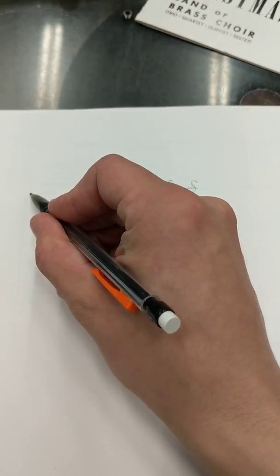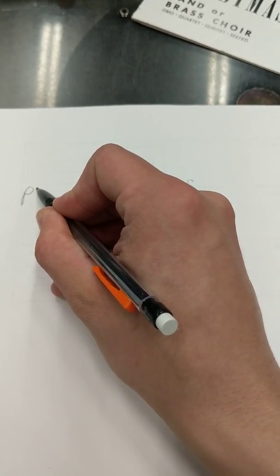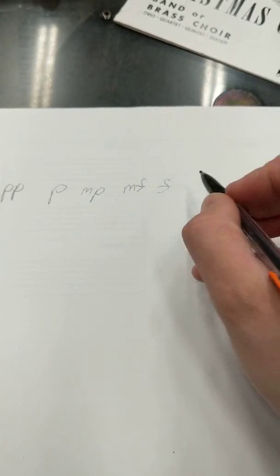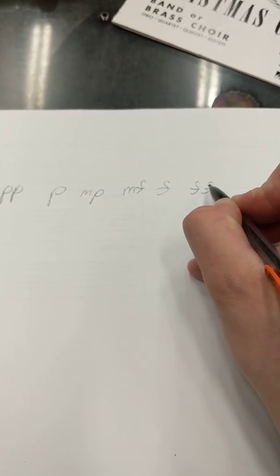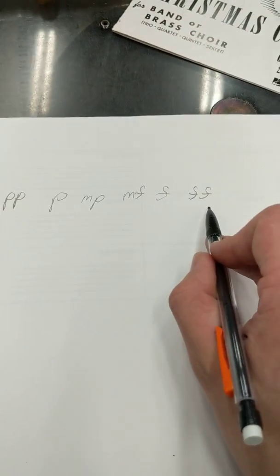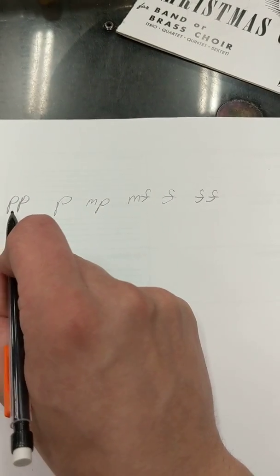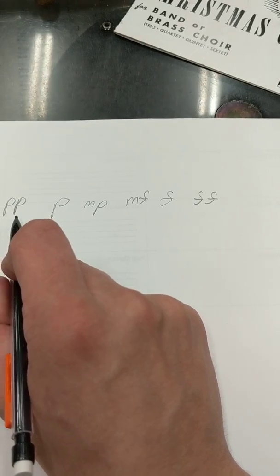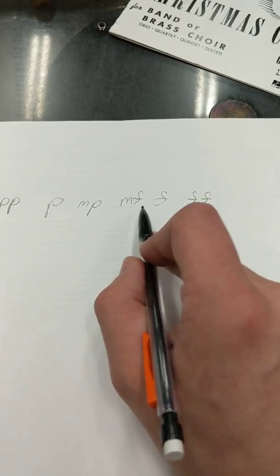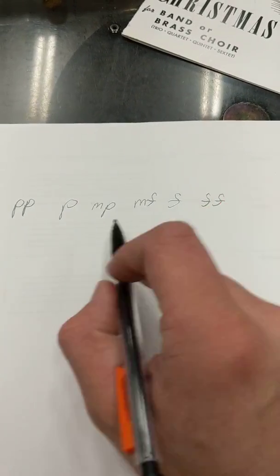The other thing that we can do is we can double the dynamic. So we can have two P's, which means pianissimo, or we can have two F's, which means fortissimo. And what doubling the dynamic does is it makes it more extreme. So these are the 6 dynamics in order from softest to loudest.